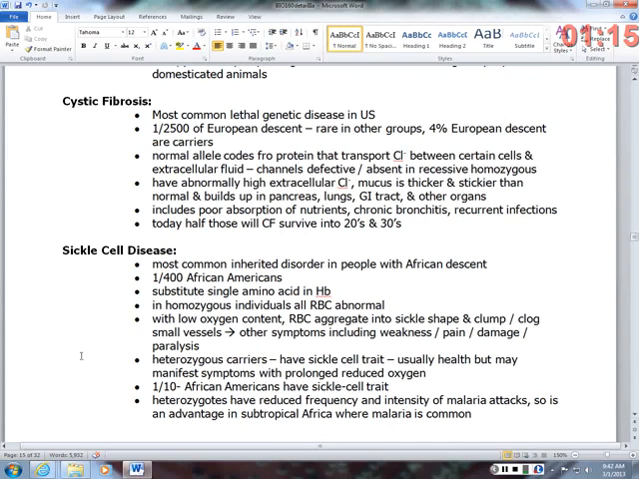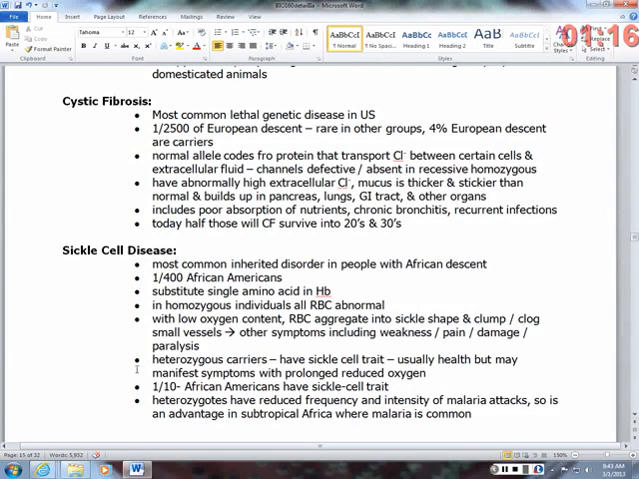So with sickle cell disease, this is the most common inherited disorder in people of African descent. It's about 1 in 400 African Americans. You substitute a single amino acid in hemoglobin. So a homozygous individual is going to have all of their red blood cells affected. And when they're under low oxygen content, the red blood cells will start to aggregate into a sickle shape and clump. It clogs up the small vessels, and so they're going to have symptoms that are the result of not being able to transport the blood well in those areas, including weakness, pain, damage, and you can end up with paralysis if you're not able to get blood to those nerves.